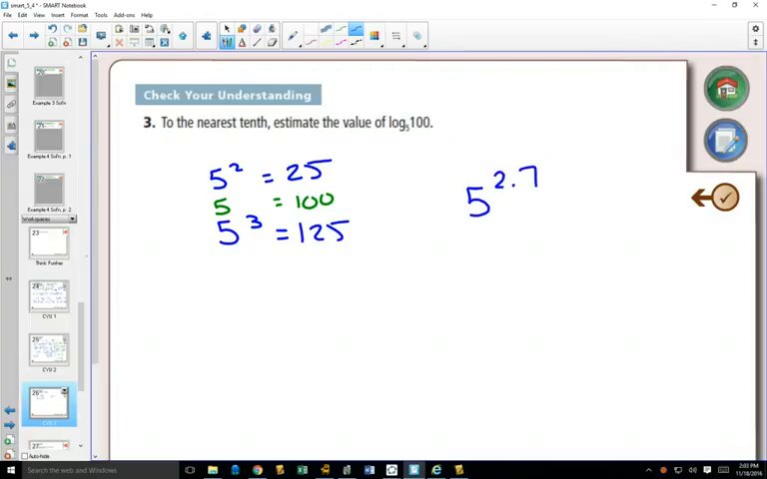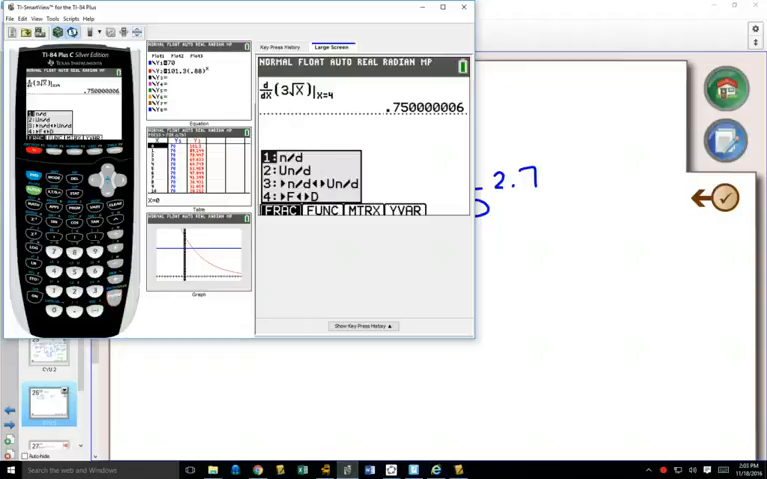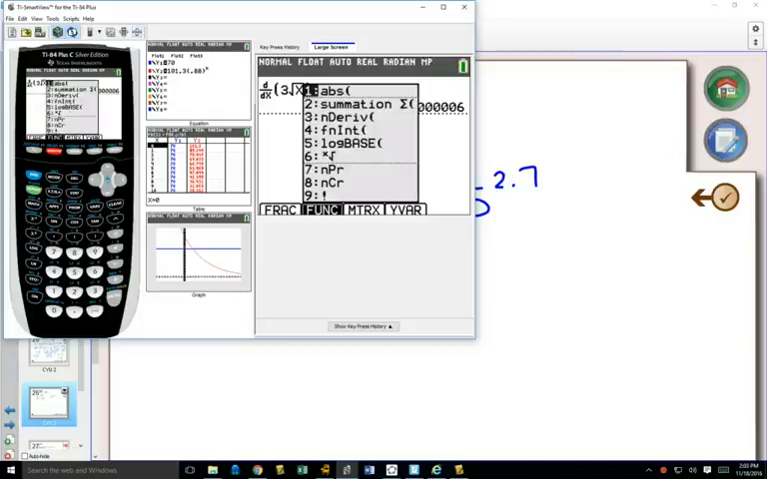Now, we have a log button on our calculator, but unfortunately the log button that we have on our calculator is a log base 10. If you have a newer calculator, and you go to where you do fractions, so alpha y equals, and you go over to function, the newer calculators have log base. If you have an older calculator, you won't be able to do this, but I'll show you how you can do it.